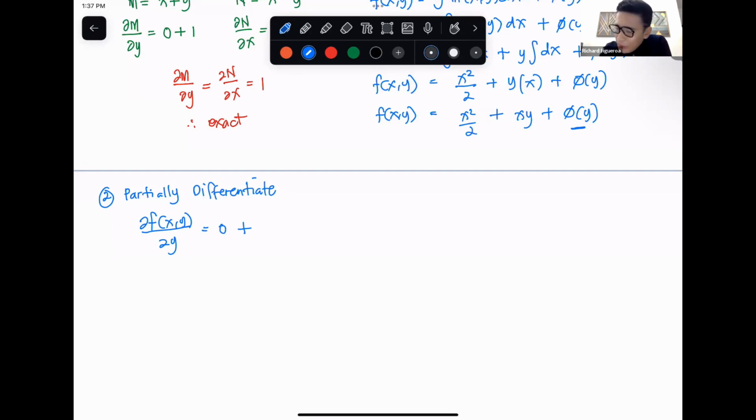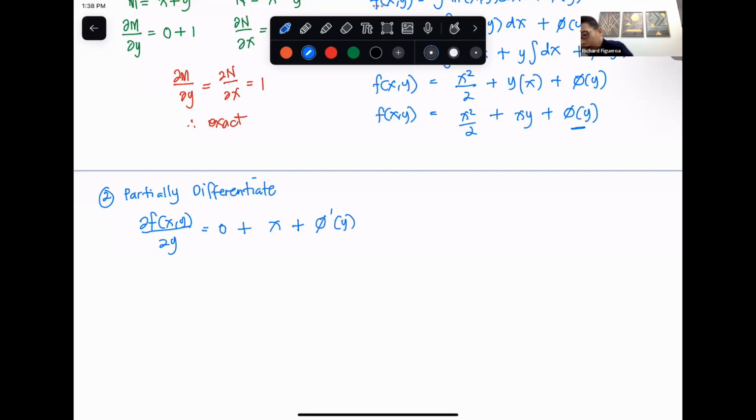Okay, so that is plus x. X lang, di ba? Kasi ang i-derive ko lang dito is yung y. Derivative of y is 1. So 1 times x, that is x. Okay? And lastly, the derivative of p of y will be p prime of y. Okay? Kasi with respect to y, so maglagay lang tayo ng prime. Okay, so p prime of y.